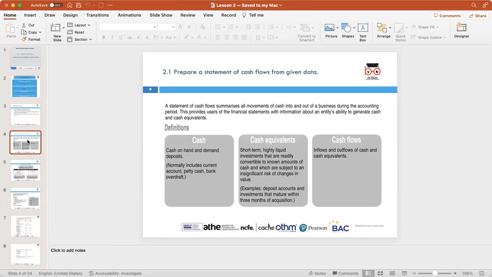Then cash flows: imagine a river flowing steadily. That's how money moves in and out of a business. Cash flows refer to the movement of money into and out of a company over a specific period of time.